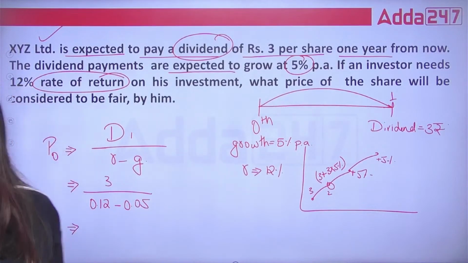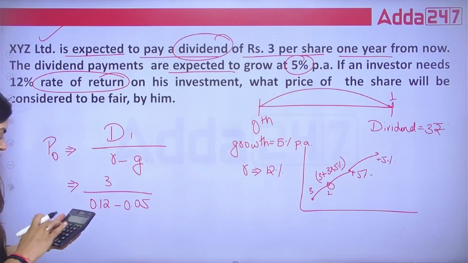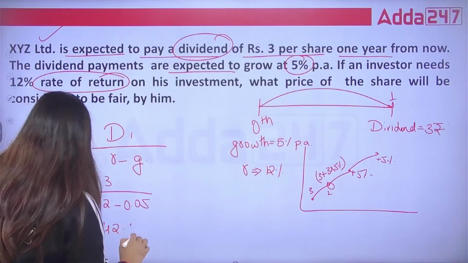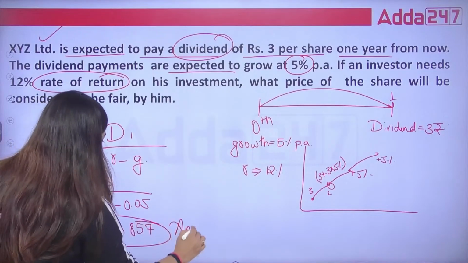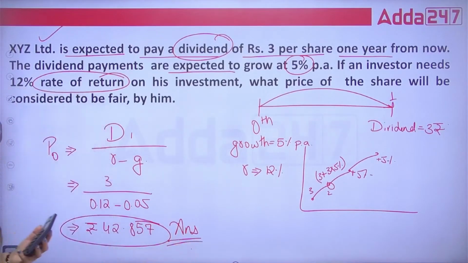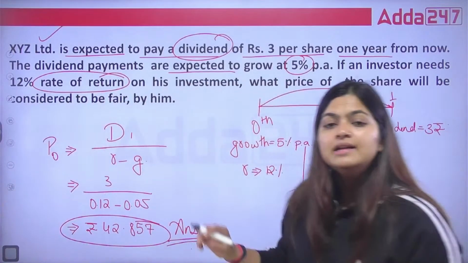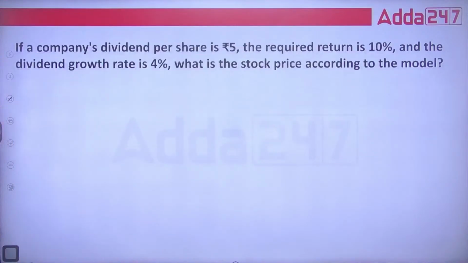So if I solve, 3 divided by 0.07, your amount is 42.857. This is the true value of your investment. This is what the constant growth model talks about. This is how we need to calculate the constant growth model. Coming to the next question, the same concept we are going to apply here.